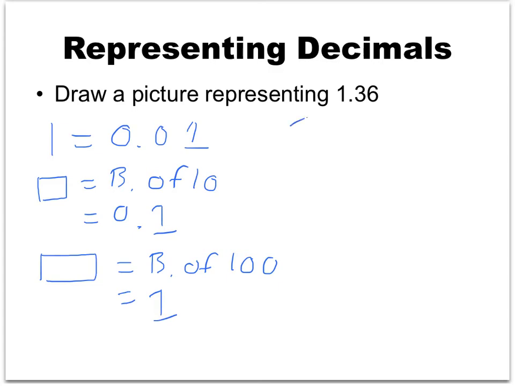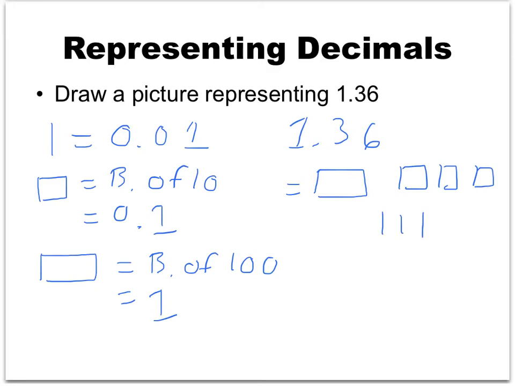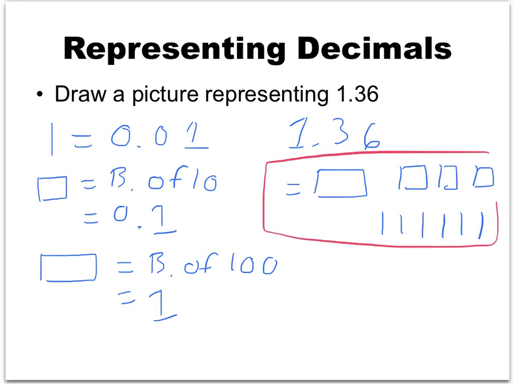So now my number 1.36, that means we've got 1 bundle of 100, we've got 3 bundles of 10, and then we've got 6 individual objects. 2, 3, 4, 5, 6. So what we have right here is a picture that represents that number 1.36. Looks very similar to pictures that we drew in the previous section. It's just that we have defined things differently. Now here, instead of a single line representing a whole object, a single line represents 1/100th of an object.